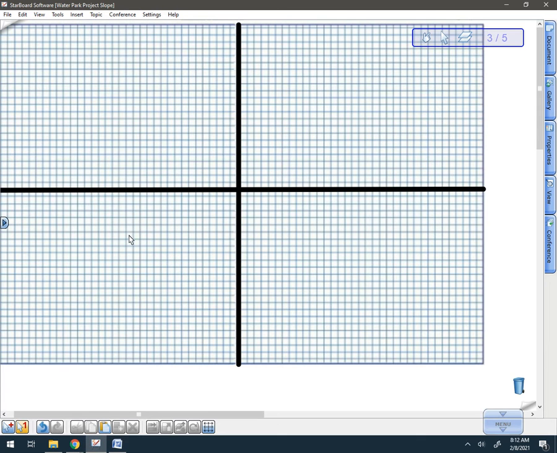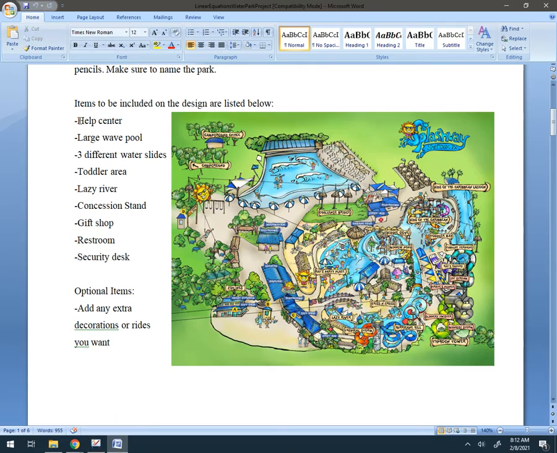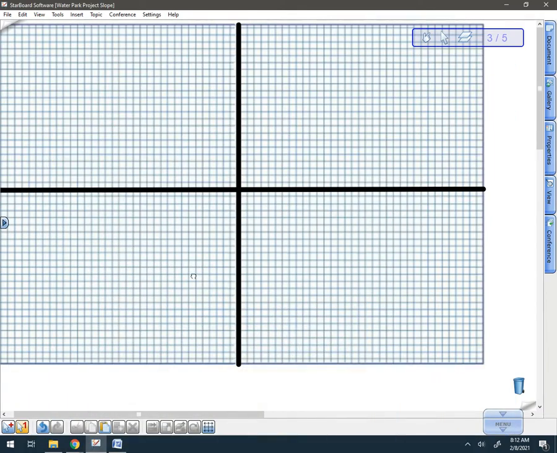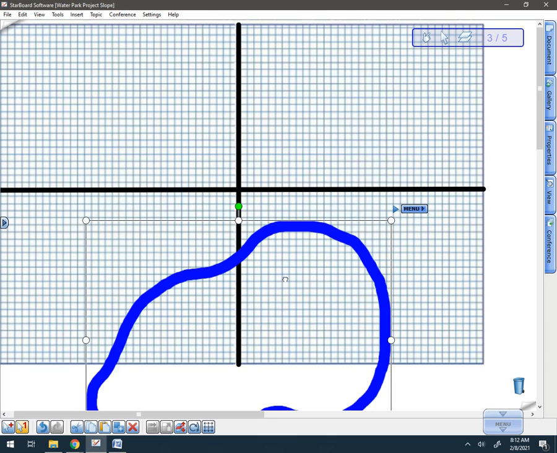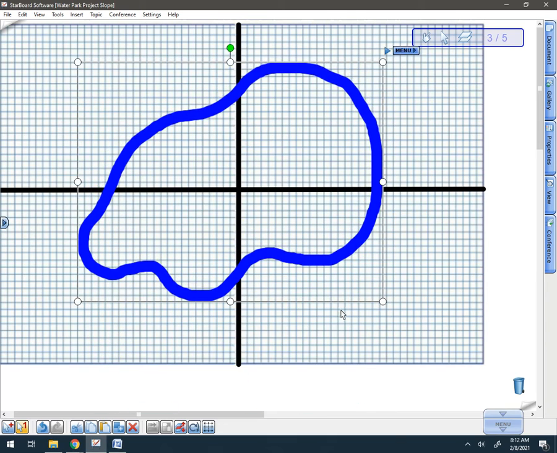Basically what that looks like is you have your graph and then you're going to go through. The first thing is you want these required items on there. So you're going to pick, okay, let me draw my lazy river on there. And then I have to have a point for my entrance. So I'll say, here's my lazy river, and the entrance point is right there.